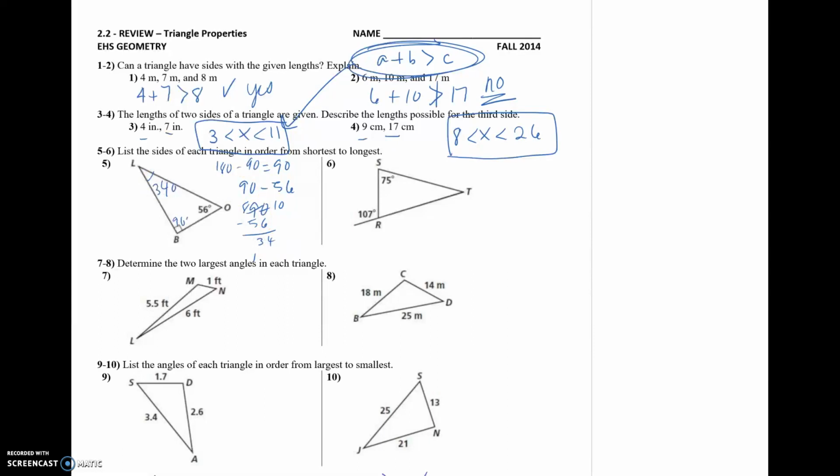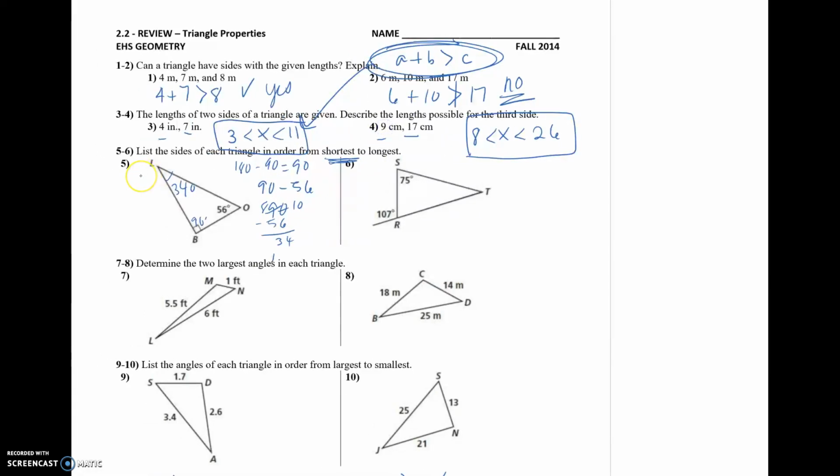All right, so once we have angle L, just remember that the shortest side of the triangle is opposite the smallest angle. So if L is the smallest angle, the shortest side is BO or OB, however you want to letter it. If O is the medium or middle angle, the next side is LB. And then lastly, the largest angle, the 90 degree, is opposite LO. So LO is the longest side.